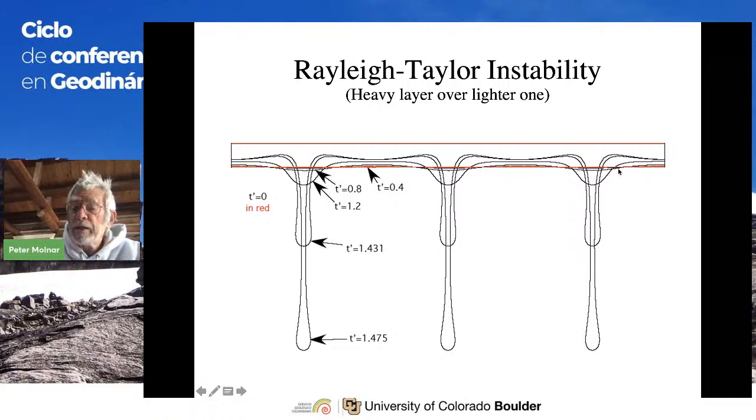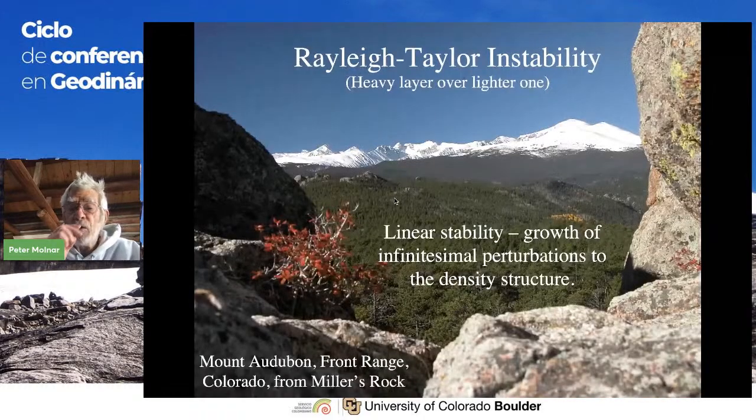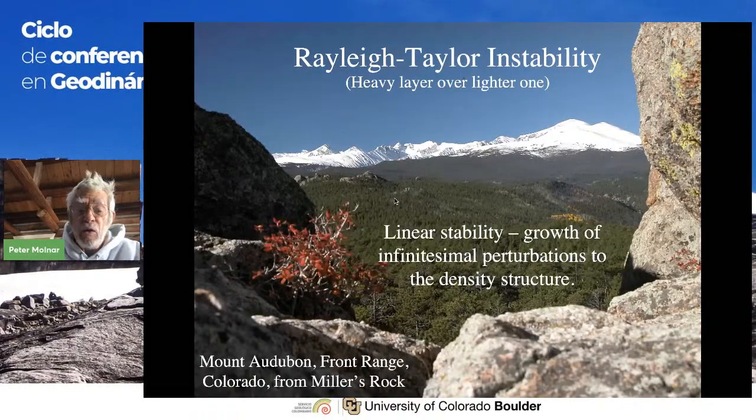The line here is the bottom of this layer, which we would think of as lithosphere. It sinks and it goes down. And as it sinks, it accelerates. You can see that a minuscule deformation at this non-dimensional time of 0.4, a little bit more at 0.8, more at 1.2, and then it goes very, very fast. This non-dimensional time, I'll use this, but I'll probably use different numbers. And so this will change as we go along. So the Rayleigh-Taylor instability, a heavy layer over a lighter one.